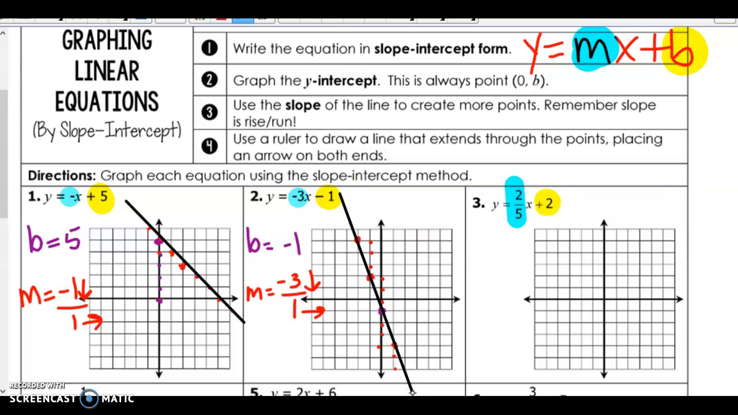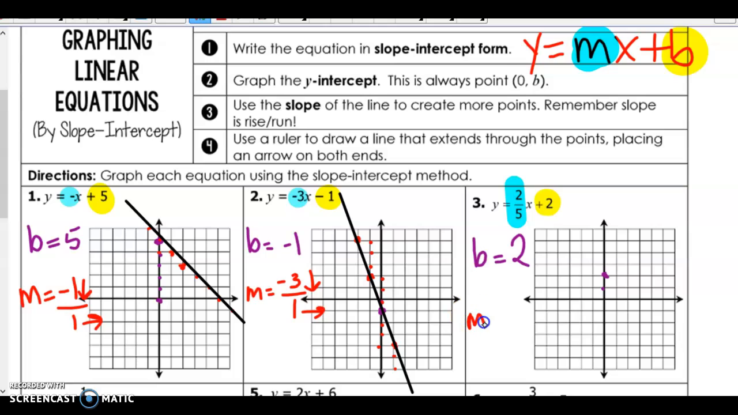I'm not sure how it'll look on the Delta Math quiz, but this is just kind of a general idea, okay? I'll do number 3 with you guys as well, and then if you guys want me to do more, I would be more than happy to get on here and do that. So for this one, b equals 2. So that tells me from 0, I'm going to go up 1, 2, put a dot.